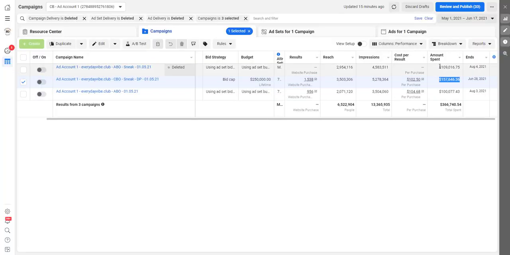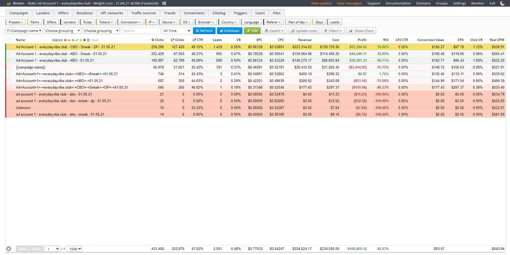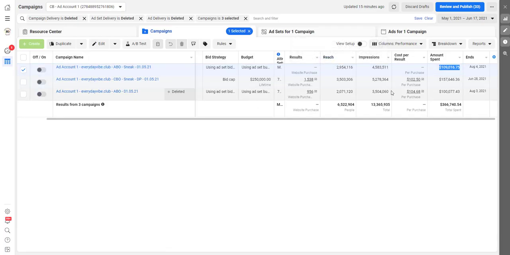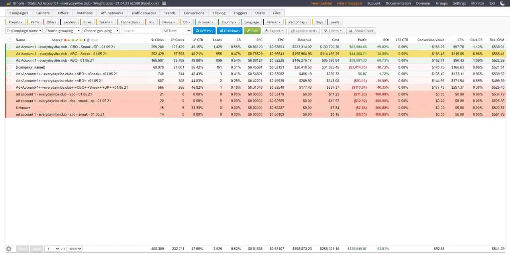Next, we've got the ABO sneak, which was 109,000 spent, and ABO sneaks here. And we're tracking $114,000 spent. So we're overspent there. We're tracking too much, $5,000 too much, and potentially more, depending on where this spend came from. This $31,000 in spend. Then we have the 100,000 here.